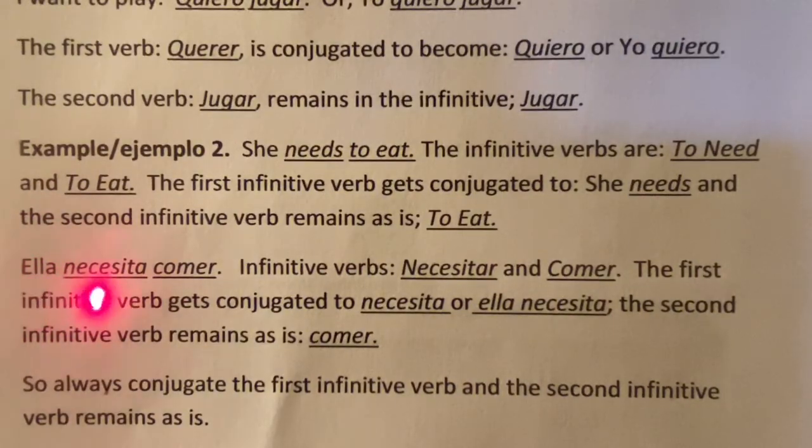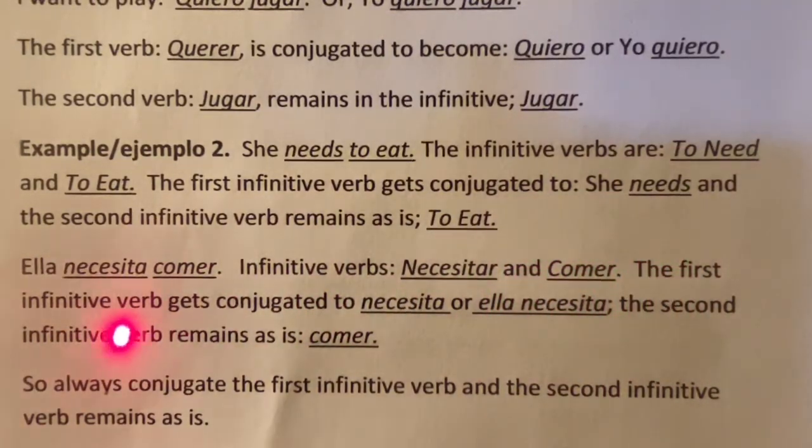Señor Gómez necesita comer. So necesita is used with a lot of different people. Y también also with the elephant. The elephant necesita comer. So anyway, the infinitive verb carries no one. So the infinitive of the first verb says necesitar, and the infinitive of the second verb says comer. So those are the two verbs.